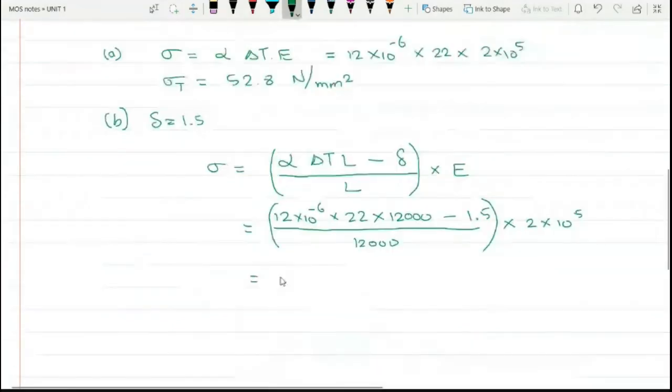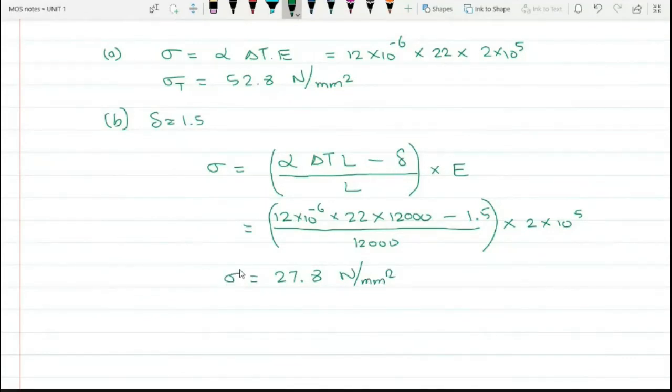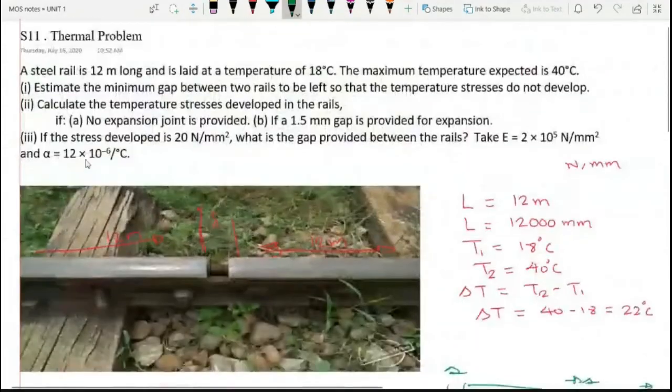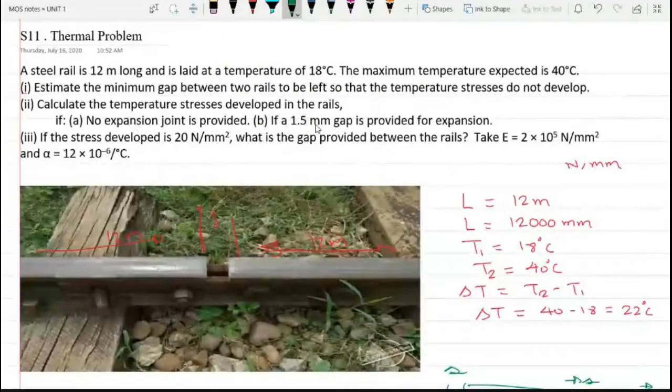What will be the value? 27.8 Newton per mm square. So this is with yield, right? So that is the second part. So no expansion is completed without yield, with expansion. So which are with a yield of 1.5, that also we identified. Now just another thing. So it is also related with this part B, right? So now what the question is, the stress is 20. If that is the case, what is your del? So that is the question.